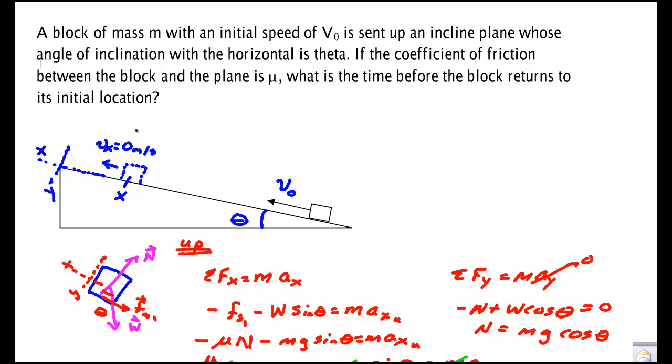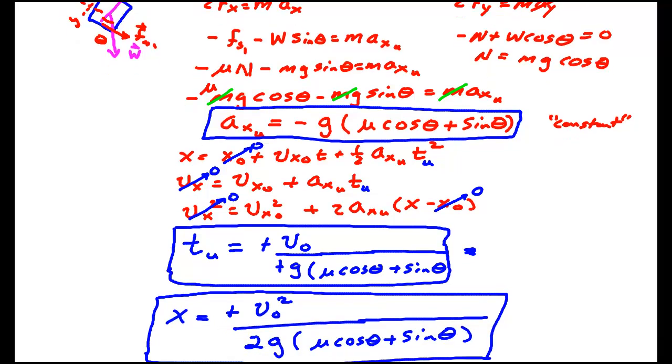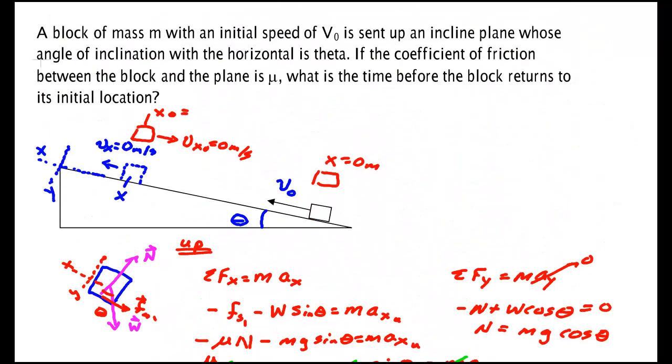So we've got a new thing. We got a block here, x naught. We know Vx naught is 0 meters per second. When it gets back down to here, x will equal 0 meters based on our previous coordinate system. And let me put the value of x in. The value of x was v naught squared over 2g. To remember it.